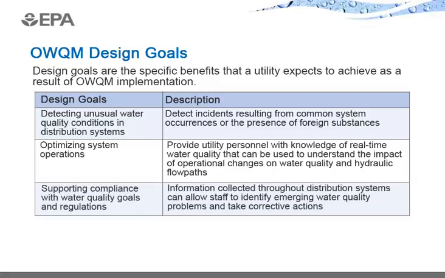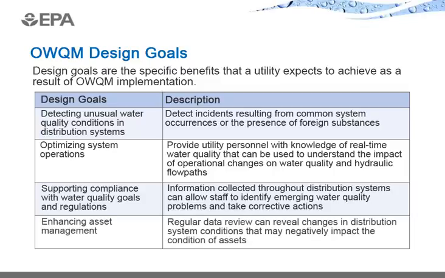Supporting compliance with water quality goals and regulations, as information collected throughout distribution systems, particularly in areas of concern, can allow staff to identify emerging water quality problems and take corrective actions to avoid compliance issues, and enhancing asset management, as regular data review can reveal changes in distribution system conditions that may negatively impact the condition of assets, such as pipes, pumps, valves, and storage tanks.